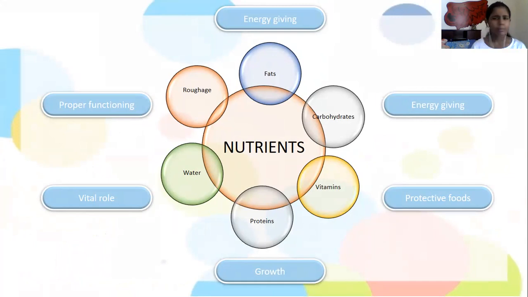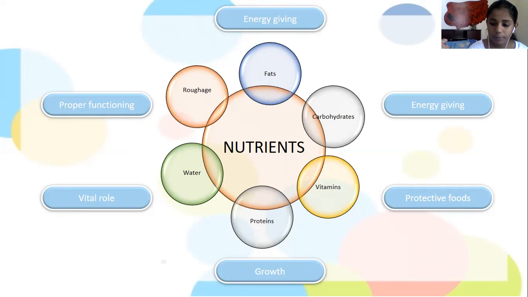I'll give a very brief explanation of what these nutrients are, and we'll move on. Fats and carbohydrates are energy giving foods, which means they produce energy. Vitamins are protective foods. Proteins are helpful in the growth of cells and the body as a whole. Water plays a vital role in all the functions that take place in your body. And roughage is for proper functioning of your body.